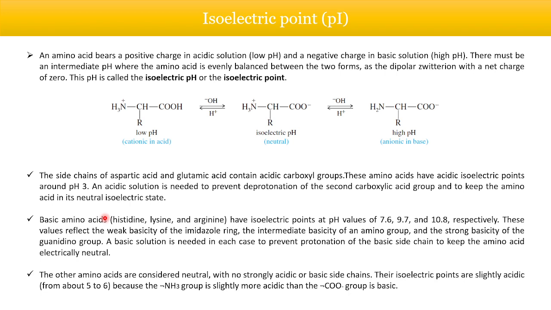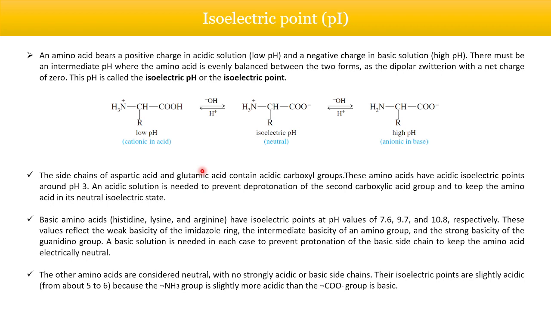So that point is called the isoelectric point, and the pH at which it maintains that zwitterionic form, where the charge is 0, is called the isoelectric pH. Now we see that the side chains of aspartic and glutamic acid contain acidic carboxyl groups. These amino acids have acidic isoelectric points around a pH of 3, and an acidic solution is needed to prevent the deprotonation of the second carboxylic acid group to keep the amino acid in its neutral isoelectric state.